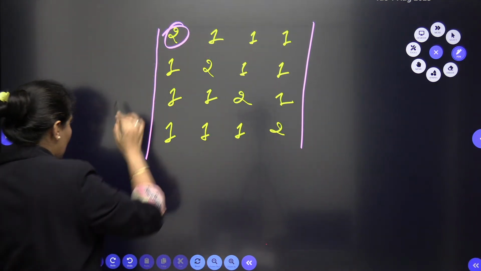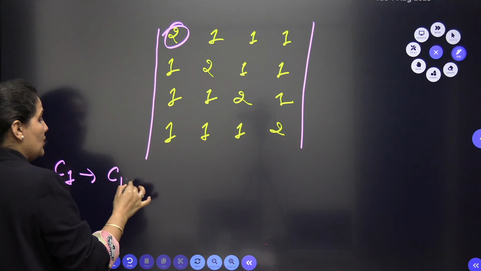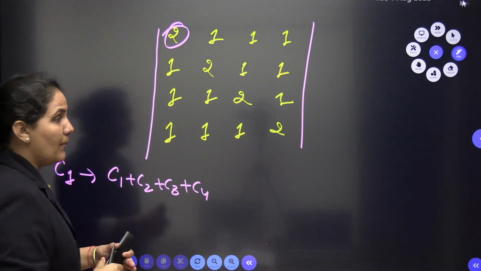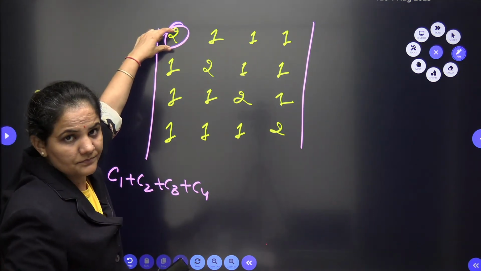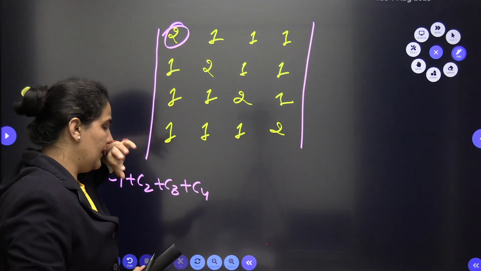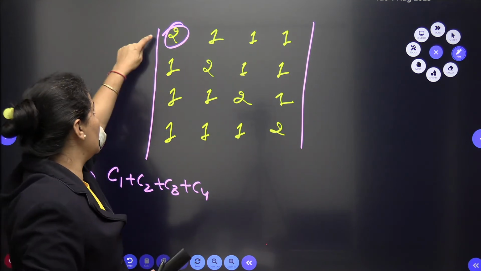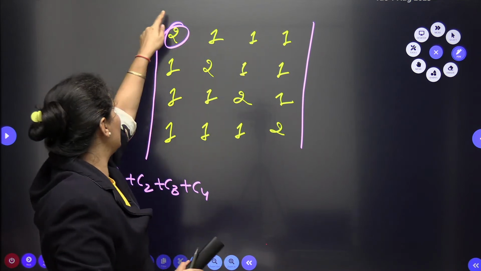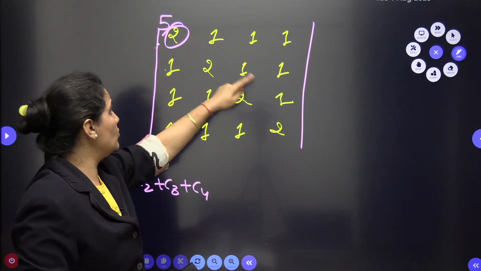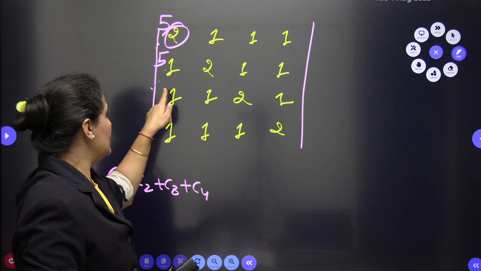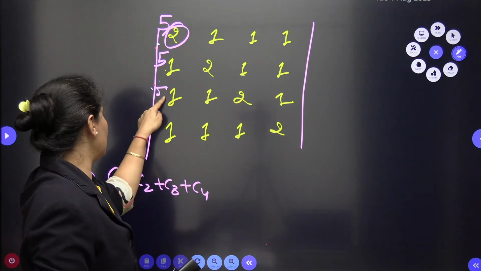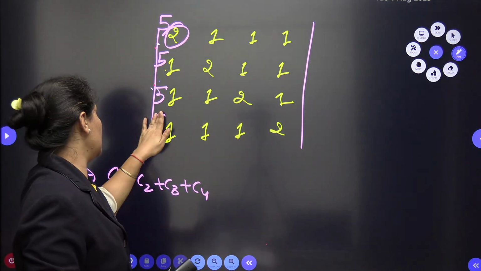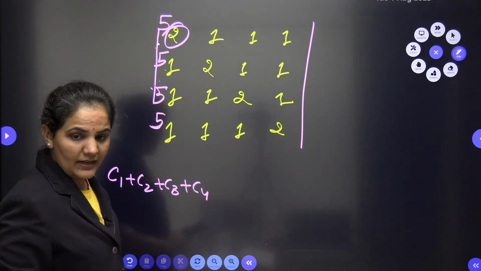In place of column 1, I will go with C1 plus C2 plus C3 plus C4. I want this element to be 1, so I want to use 2. I have this one, so 2 plus 1 plus 1 plus 1 will be 5, ma'am. Same here, 1 2 1 1 will be 5. If I add 1 1 2 1, this will be 5 again. When I add 1 1 1 2, this will be 5 again, isn't it?